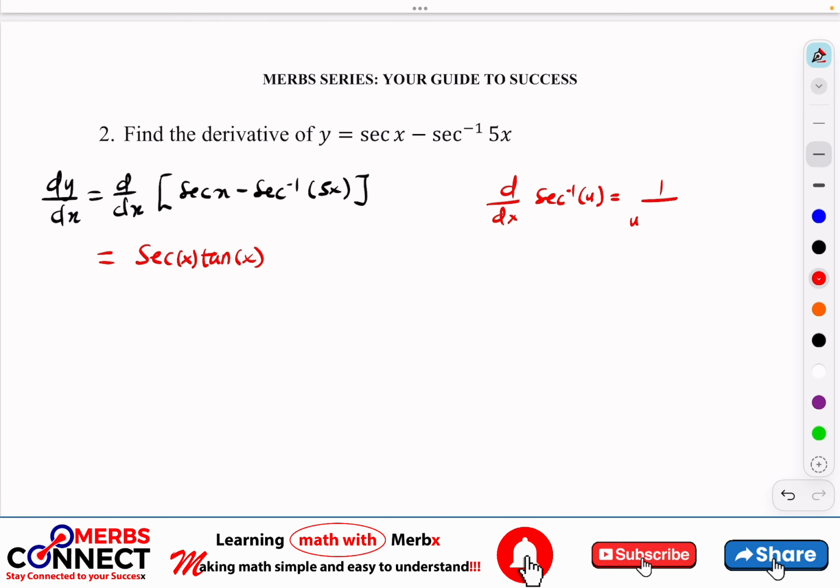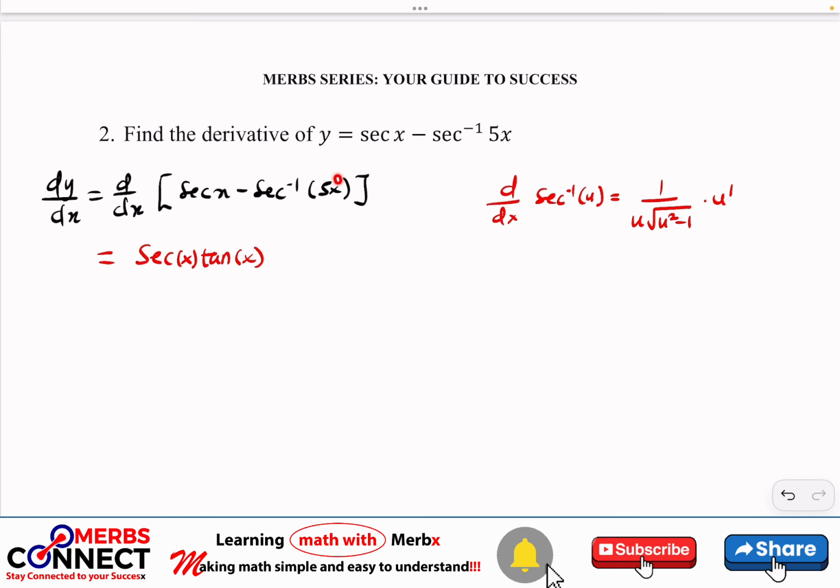My handwriting is getting small. u square root of u squared minus 1 times u prime. So let's figure out u prime here. Let's figure out u here. u is 5x. So u is 5x. u prime will give us 5.